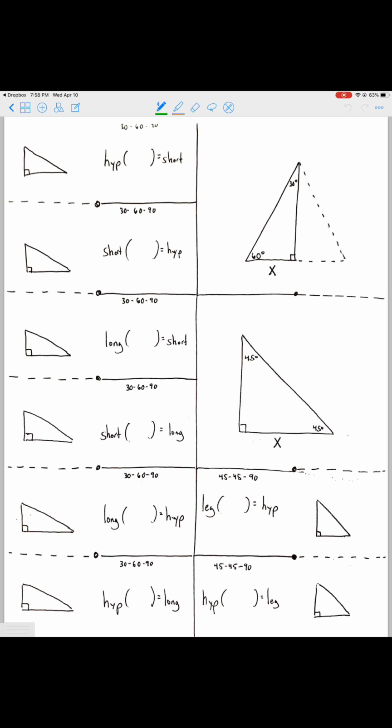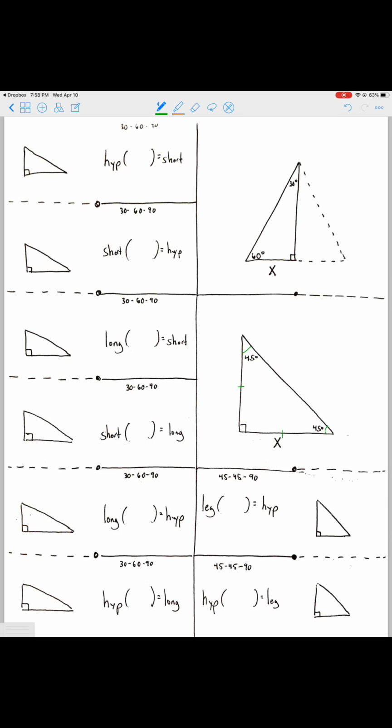Alright, hello. I'm going to go over the notes real quick of the conversion factors between the different types of special right triangles. So we're going to focus first on the shorter one, which is the 45, 45, 90. Because we have two angles that are the same measure, that means we have an isosceles triangle, which means these two sides are the same length.